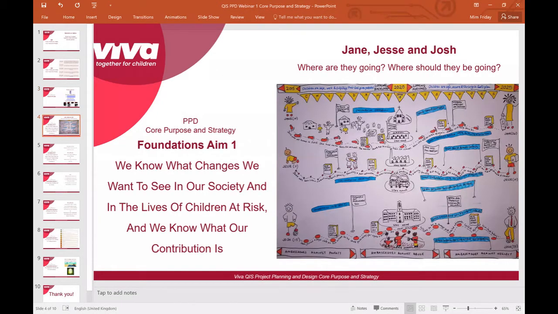Now, on the foundation aim. The foundation aim says we know what changes we want to see in our society and in the lives of children at risk, and we know what our contribution is. So hopefully you can see this, just double check that. There's a little picture about Jane, Jessie and Josh. It's a bit of a tongue twister. On the right hand side, you can see there is Jane and Jessie, and can we see it? Yes, we see it. Okay, great.